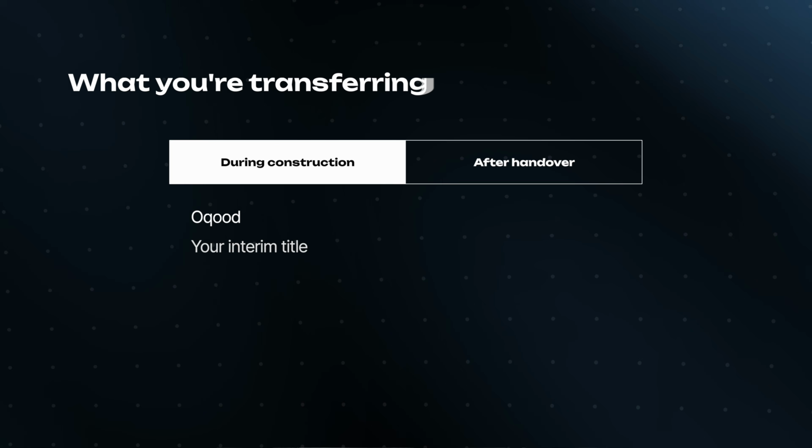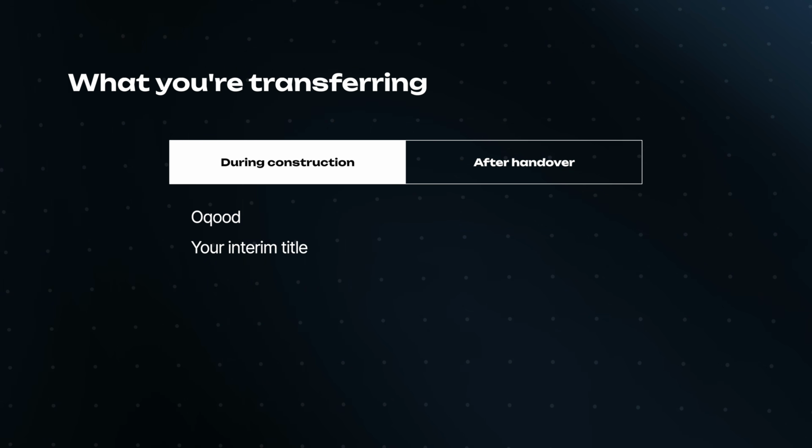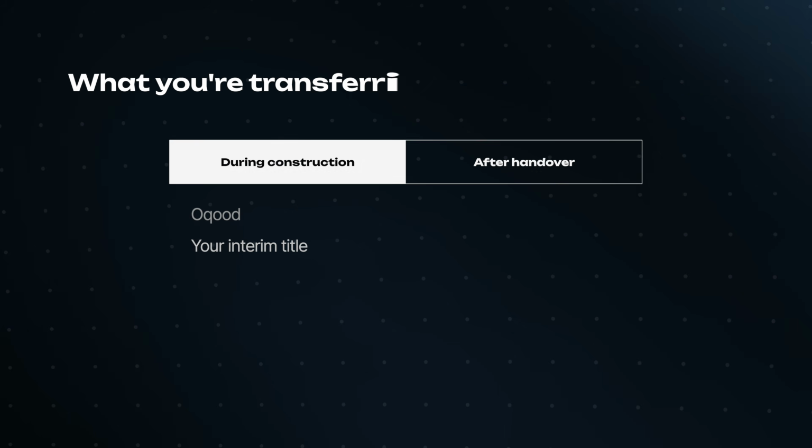adhered to legally. If it is an off-plan resale, you will be transferring your OQood. So your OQood is your title deed during construction. Of course, this will be transferred at the DLD trustee's office when the NOC is presented, and the new OQood will be issued in the purchaser's name.